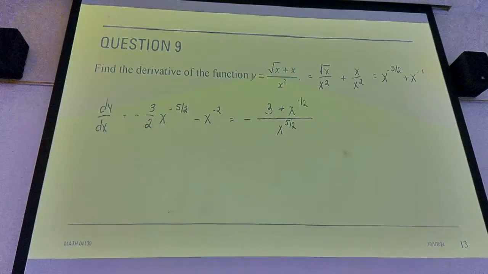One half, right? X to the 5 halves. How can you write that in radical notation? Square root of x to the. Is that fully simplified? Sorry, is that fully simplified? How's that simplified?